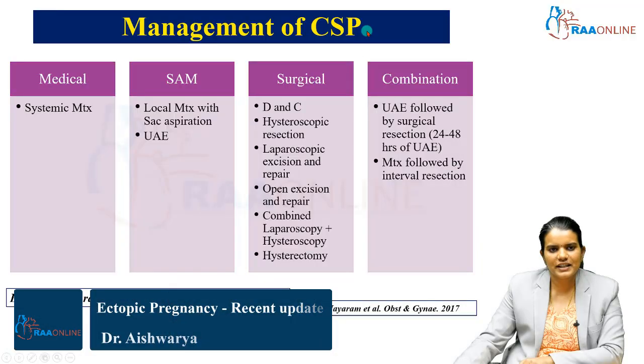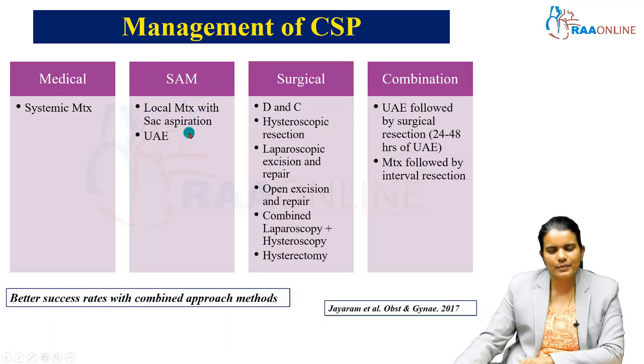So the management of cesarean scar pregnancy is medical: systemic methotrexate therapy. Surgically assisted medical management: local methotrexate with sac aspiration and uterine artery embolization. Surgical management: D&C, hysteroscopic resection, laparoscopic excision with repair, open excision and repair, combined laparoscopic and hysteroscopy, hysterectomy, a combination of uterine artery embolization followed by surgical resection, methotrexate followed by interval resection.